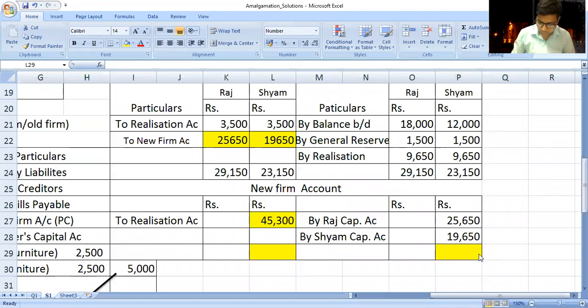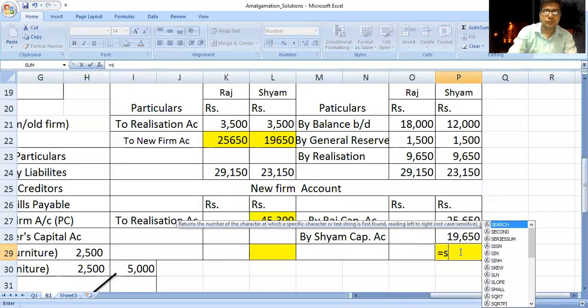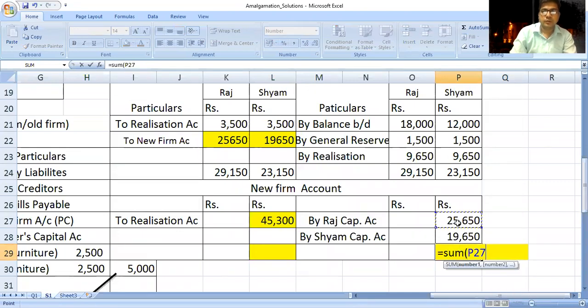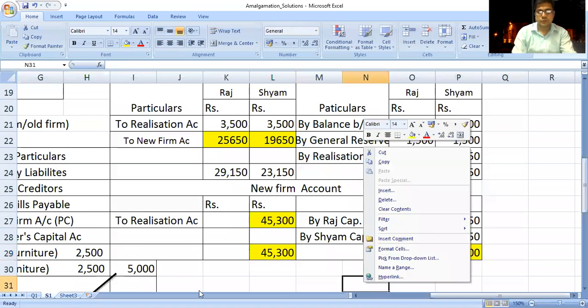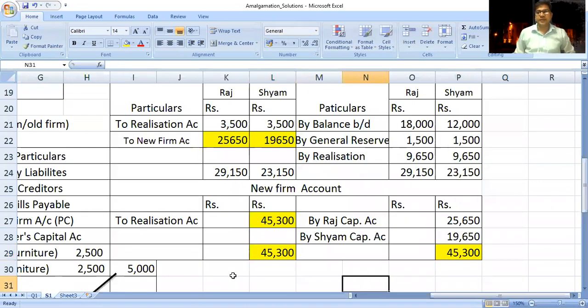Now you have to close both the sides and find out the value. The total is 45,300. Here also 45,300. See friends, both the sides of the new firm account tally. It means whatever we have done is right.